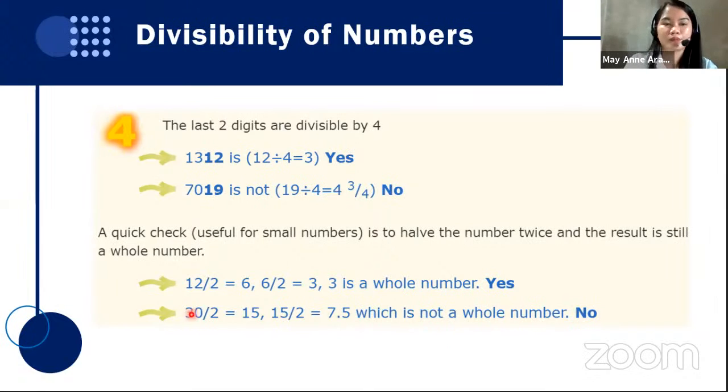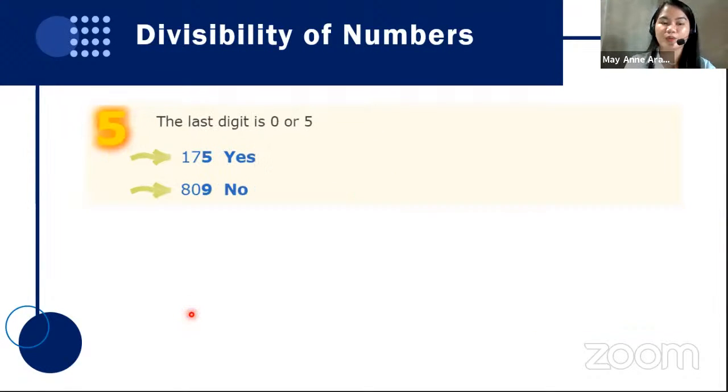Next for 5, mas madali din tong i-memorize or tandaan: if the last digit is 0 or 5. So if the number ends with 0 or ends with 5, then that number is divisible by 5. So clearly 175 is divisible by 5 since it ends with 5. And for 809, since 9 is not 0, not 5, this is not divisible by 5.